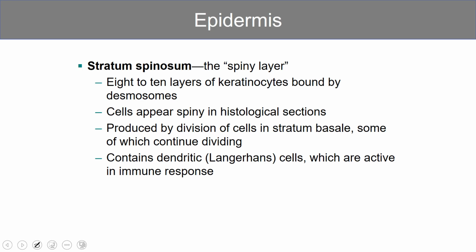The next layer is the stratum spinosum, or the spiny layer. This consists of 8 to 10 layers of keratinocytes that are just superficial to the stratum basale. These cells appear spiny in histological sections. In fact, here we might have the cell. Very spiny looking. The reason they're spiny is these cells are slowly dehydrating. They're losing some of their cytoplasm, their fluid, and in doing so, they look spiny.